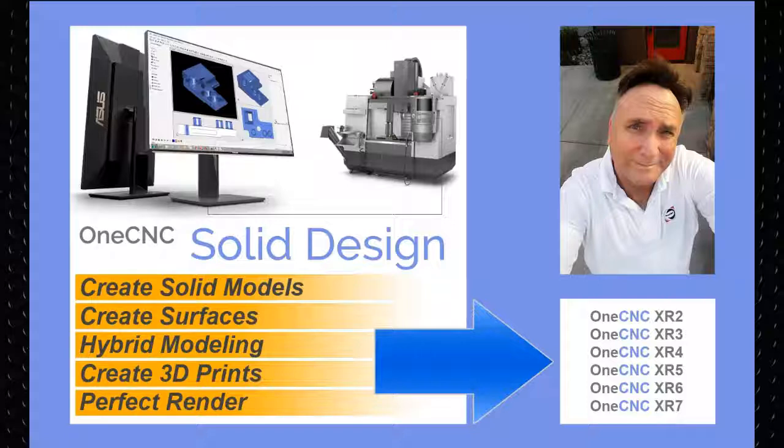In this third and final video in this series dedicated to Solid Design, we're going to take a look at Perfect Render. This is where you can render an image of your part using things like shadows and reflections, and then we're also going to take a look at how easy it is to create very nice prints from your 3D models. So let's get started.